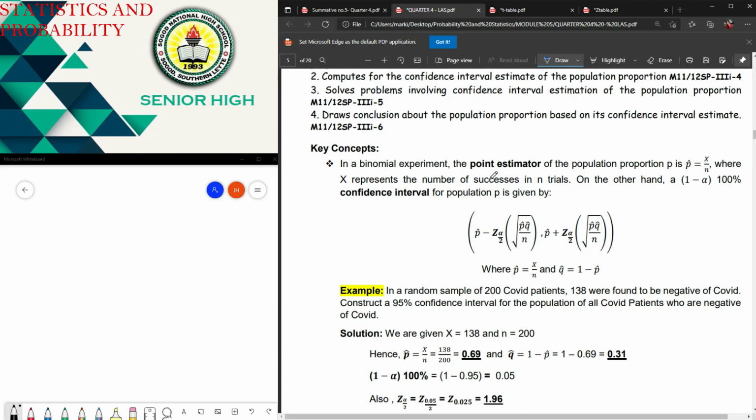X represents the number of successes in N trials. On the other hand, remember the confidence interval of population P is given by this formula: P hat minus Z alpha over 2 multiplied by the square root of P hat times Q hat over N. So the same thing as on the other side. To get the P hat, it's X over N, that is the proportion, and Q hat is equal to 1 minus P hat.